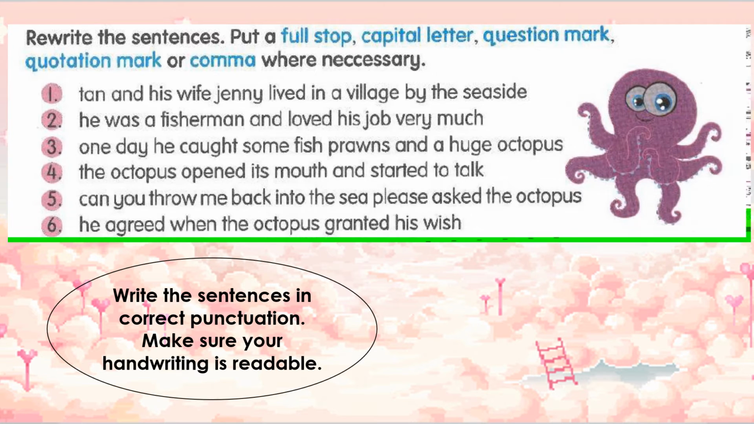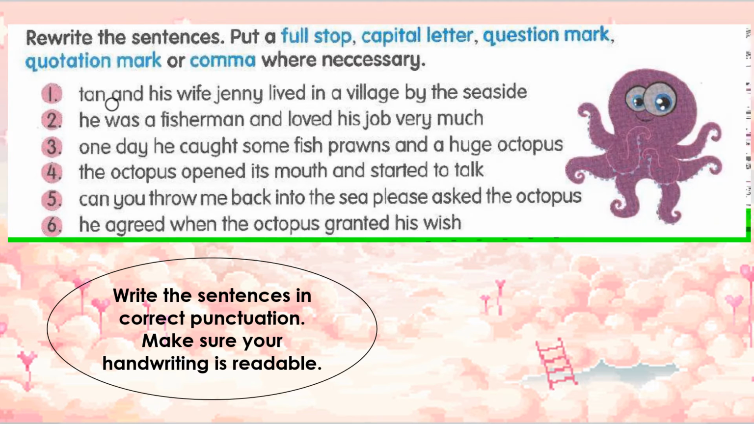Rewrite the sentences. Put a full stop, capital letter, question mark, quotation mark, or comma where necessary. Okay, so you need to copy all the 6 along with the correct punctuation. You already put the punctuation. So for capital letter, remember it should be at the beginning, the starting of your sentences, and also for proper noun, for example, the name and the proper places. For example, Kuala Lumpur.